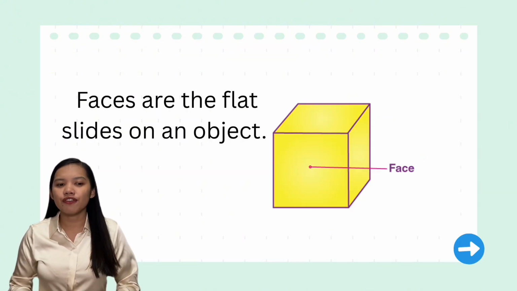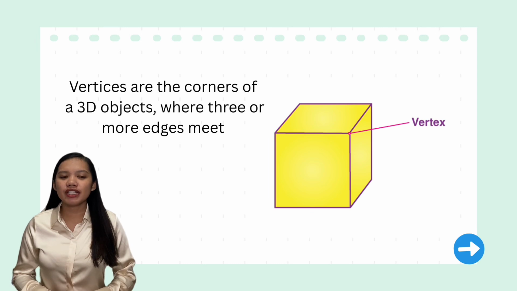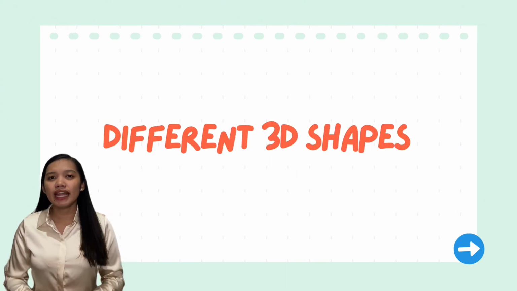Faces are the flat sides on an object. Edges are the lines where two faces meet. Vertices, or vertex, are the corners of 3D objects where three or more edges meet. Now, let's see the different 3D shapes.